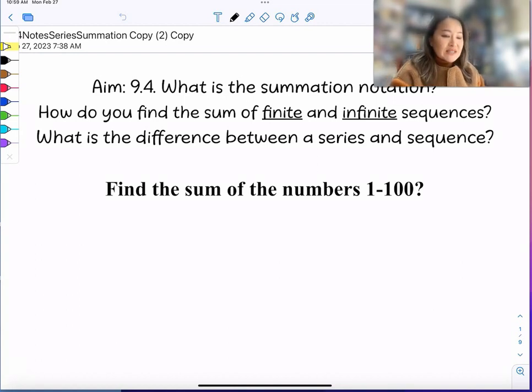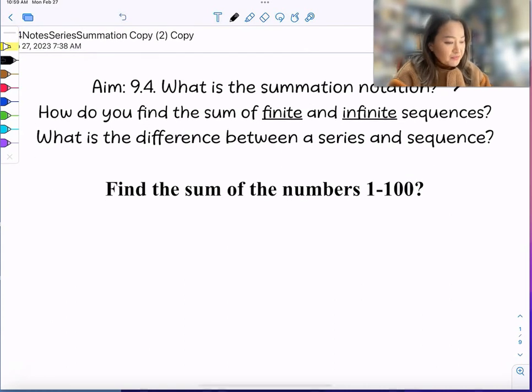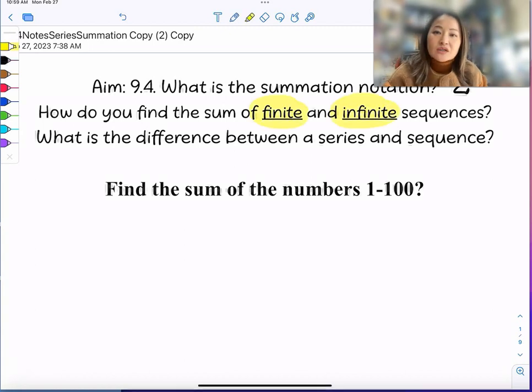So 9.4, what is the summation notation? Summation notation looks like this. It's a sigma, which is the letter S in Greek. How do you find the sum of finite and infinite sequences? There are finite and infinite sequences, and you can actually find a sum for them.